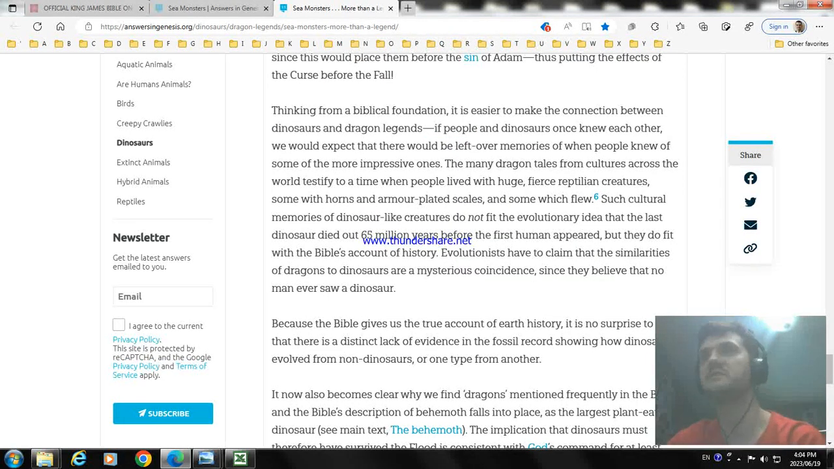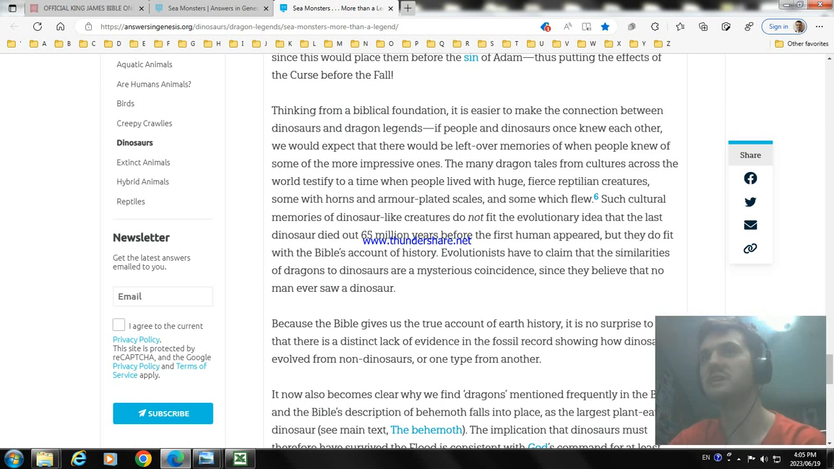Thank you for Bigfoot Foundation. These are the connections between dinosaurs and dragon legends. If dinosaurs once lived alongside people, I would expect there to be leftover memories. Many dragon tales across cultures testify to the time when people lived in the age of these reptile creatures, some with horns, some with plates and scales, and some which flew.